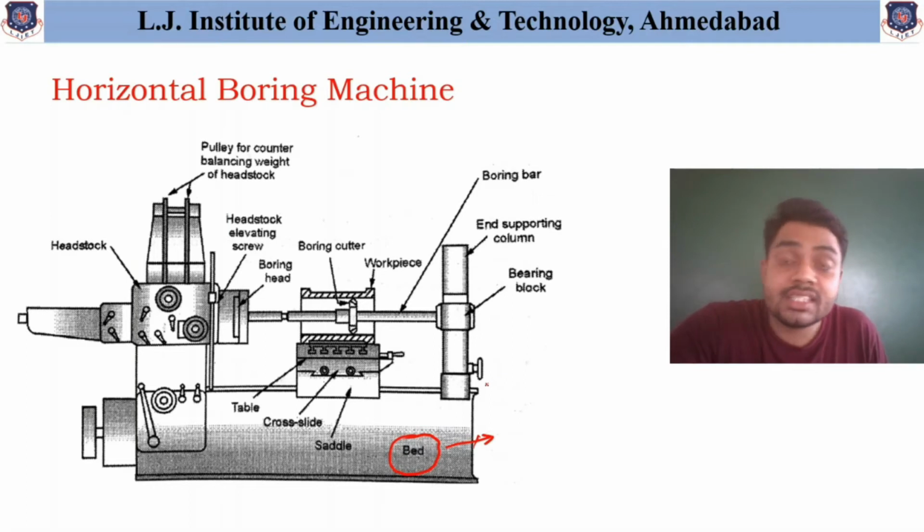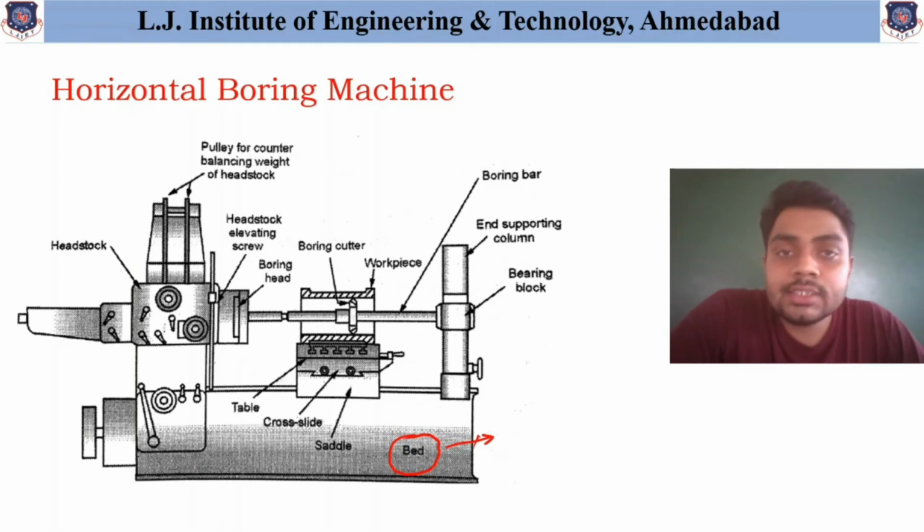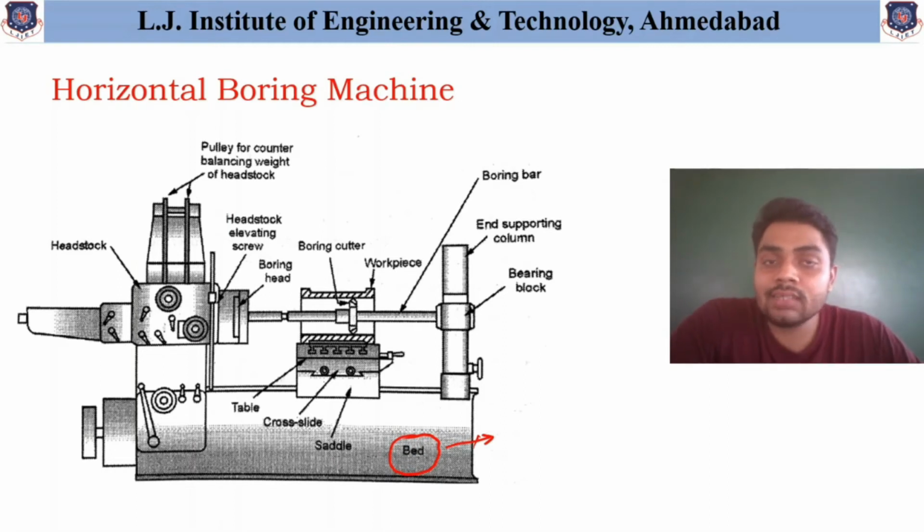And this bed is mostly made of cast iron material. Why cast iron material is used, that we have also discussed in our lathe machine chapter, because cast iron has better compressive strength and it can absorb vibration very easily. So this is the main important advantage of using cast iron material to form this bed. And we also know that this bed is made by casting process.